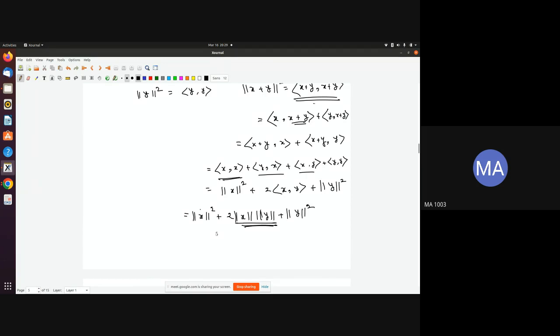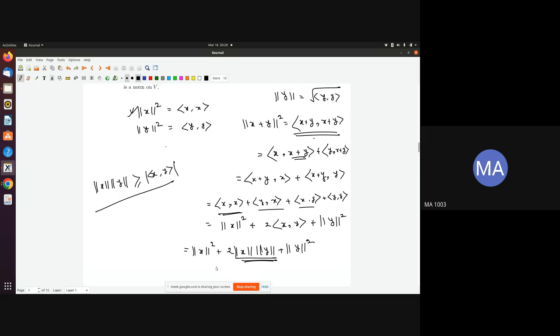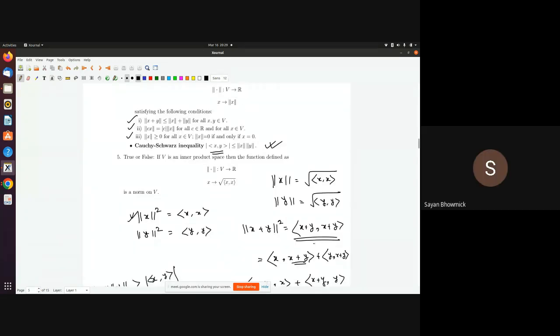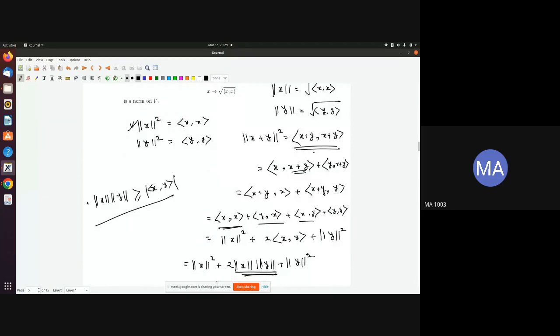Now Cauchy-Schwarz is saying this is greater than or equal to the inner product. This is what Cauchy-Schwarz is. And there is a 2 on both sides. So which one is greater? What sign should I put here? Less than or equal, or greater than or equal? Greater than or equal. On this side I am using the norm, so this side would be greater. So this should be greater than or equal.